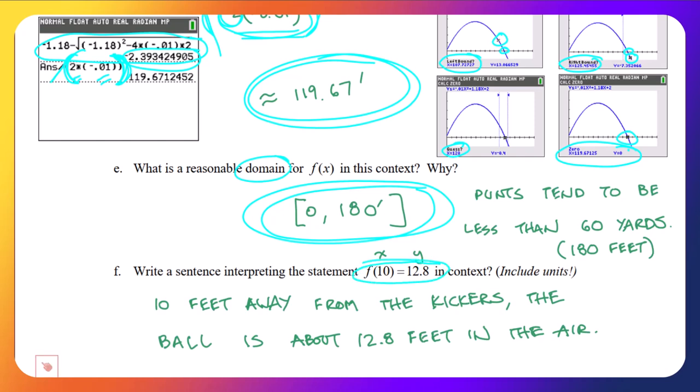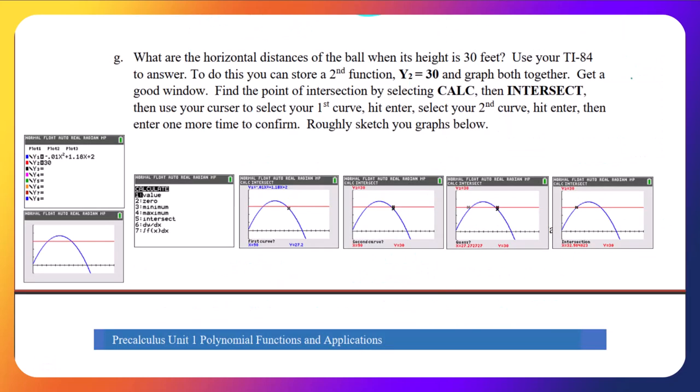If they give us something like this, and they want us to interpret it, well, we know that this is x and this is y. And so 10 feet away from the kicker, the ball is about 12.8 feet up in the air. Again, these are feet values. So about 10 feet away, about 12.8 feet up. X, y, x across, y up and down, in this case up.